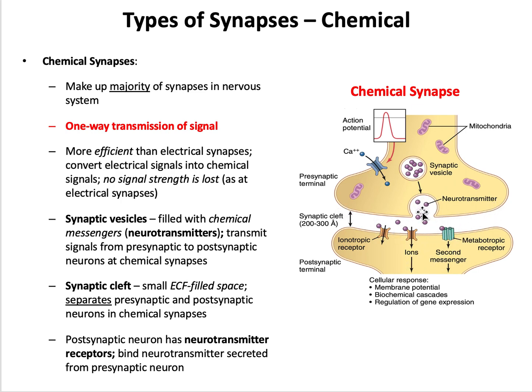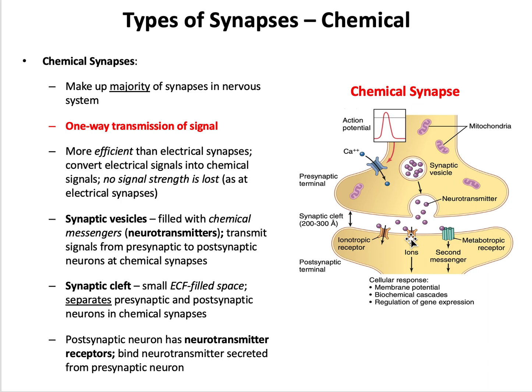It's where the neurotransmitters, that space that the neurotransmitter is going to diffuse across. And then we have our neurotransmitter receptors embedded in that postsynaptic membrane. Okay. So these types of synapses are far more efficient.